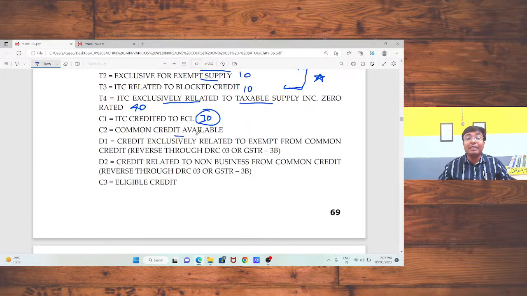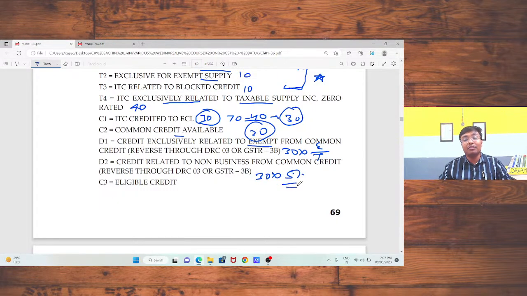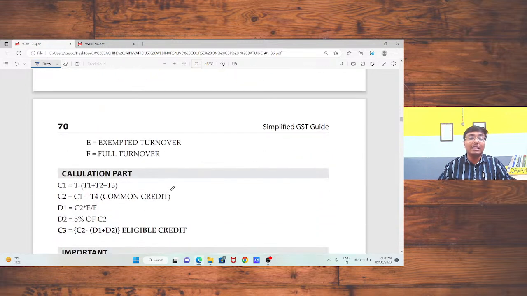Now common credit, from that 70, 40 is related completely to taxable purpose, then 30 will be your common credit, from which you need to calculate the exempt part. So 30 multiplied by exempt turnover divided by total turnover, or for non-business purpose 30 multiplied by 5% will be your non-business purpose. Deduct both amounts from 30, then the figure comes as your eligible credit.